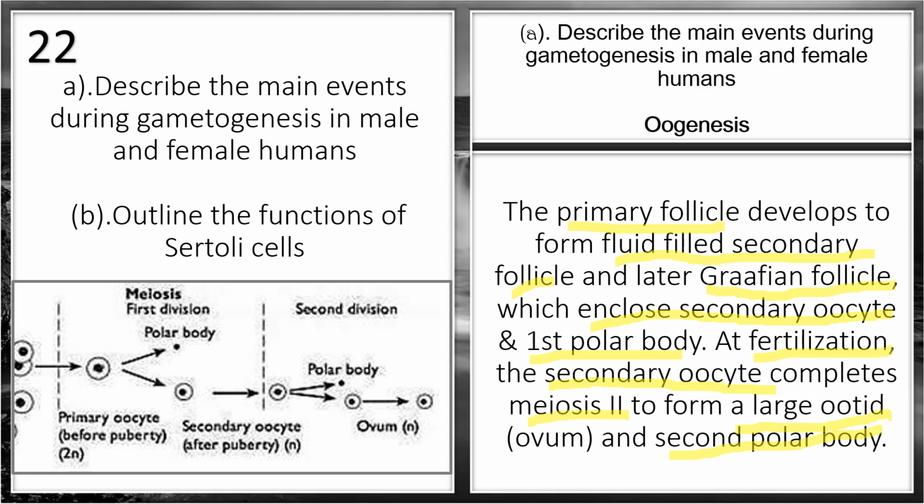So we have our secondary oocyte, which is surrounded by what we are calling the Graafian follicle. It will undergo second meiotic division, to complete the second meiotic division at fertilization to form a large oocyte, which we call the ovum, and then the second polar body.